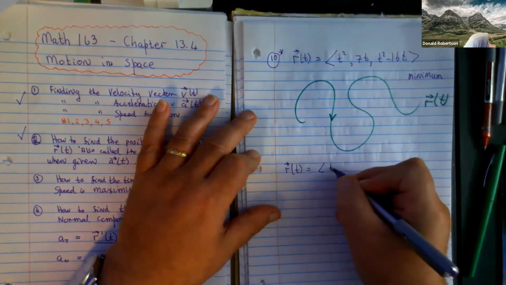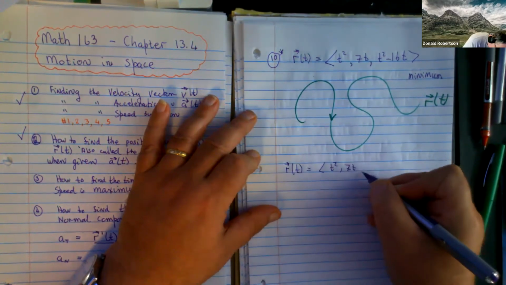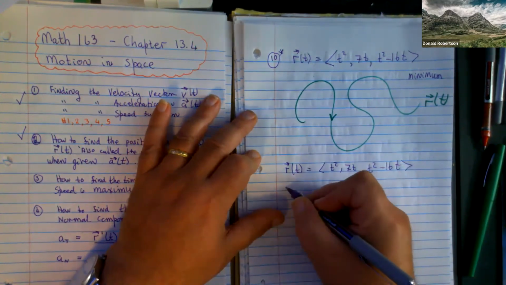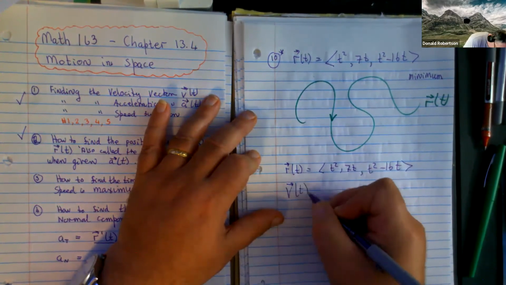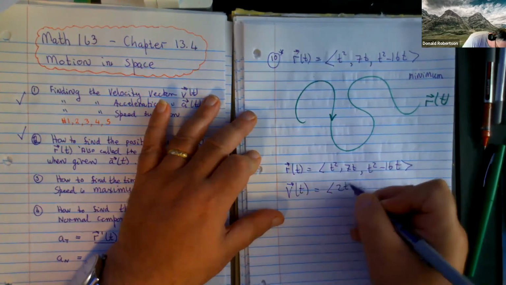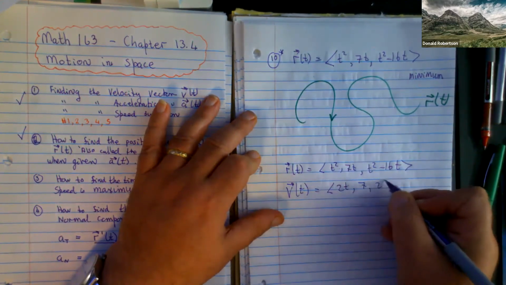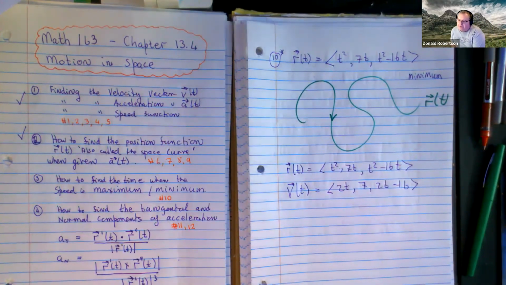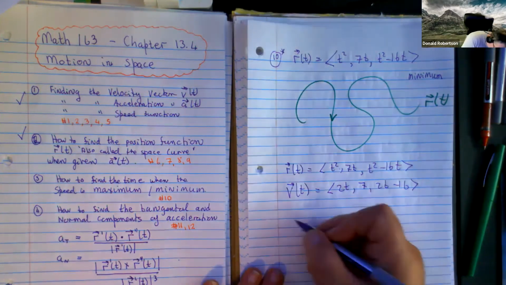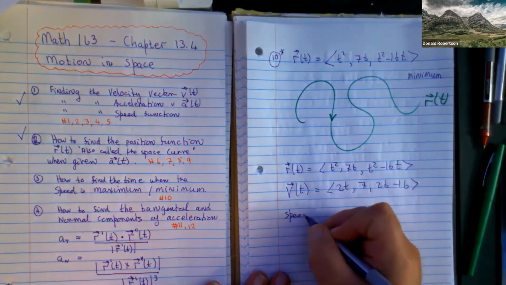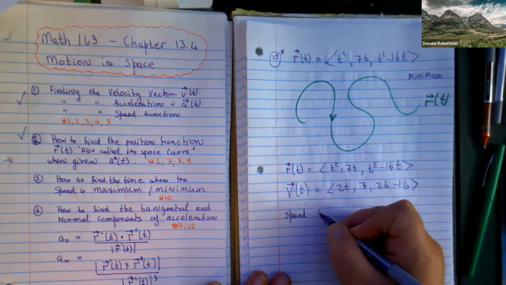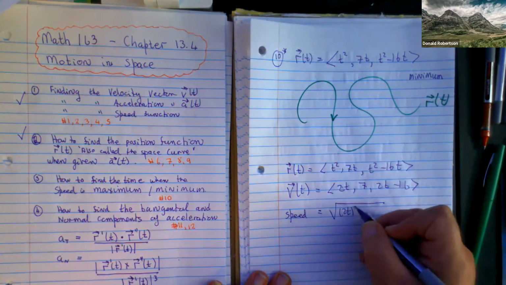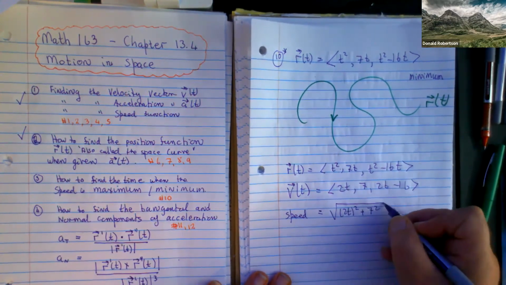Let's just rewrite the original. And I'm going to find the velocity, which is this guy's derivative. Are we comfortable about the velocity being the derivative? Nothing too special. Now let's get the speed. And the speed is going to be the square root of this guy. That fella, that fella.